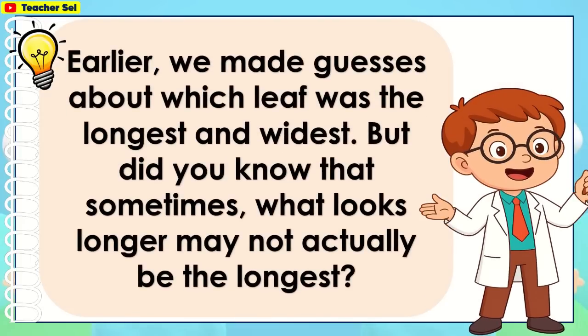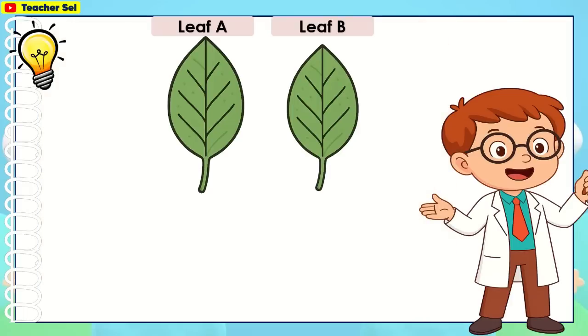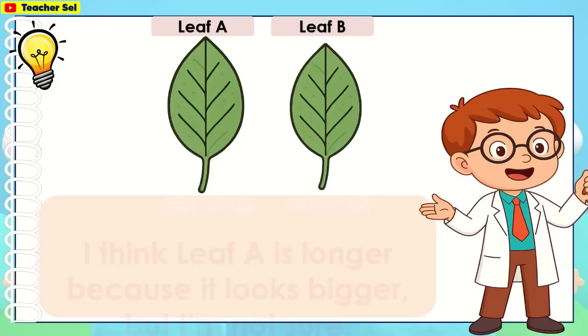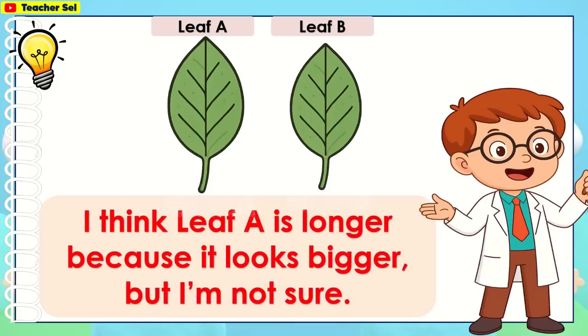Earlier, we made guesses about which leaf was the longest and widest. But did you know that sometimes what looks longer may not actually be the longest? Let's take a look at this. We have leaf A and leaf B. Look closely. Which one do you think is longer? Are you sure? I think leaf A is longer because it looks bigger, but I'm not sure.